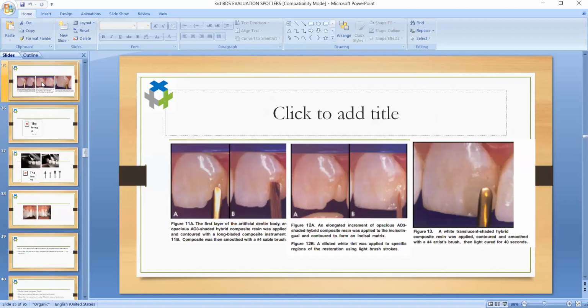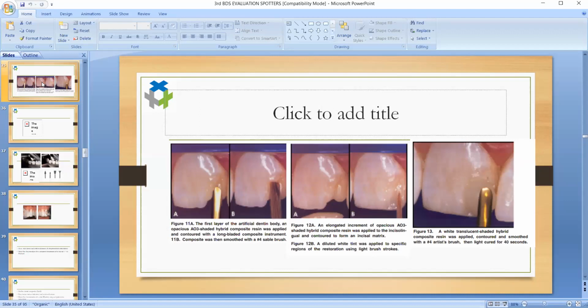What are you seeing on the screen? Hello, am I audible? Sir, what are you seeing on the screen? It's a class 4, class 4 for composite restoration, sir.